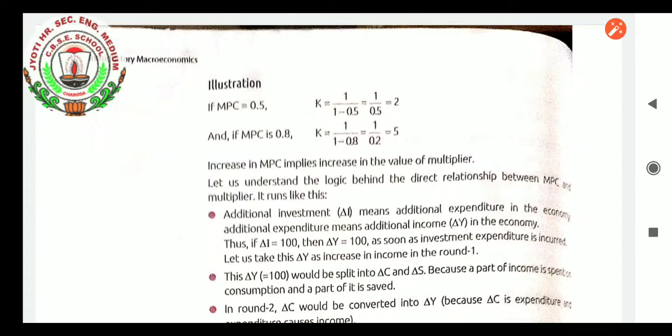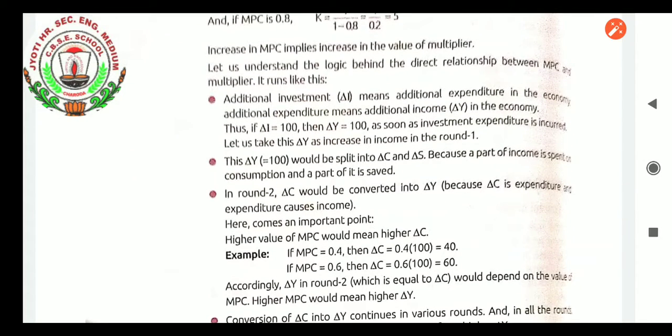Let us understand the logic behind the direct relationship between MPC and multiplier. It runs like this. Additional investment, that is change in I, means additional expenditure in the economy. Additional expenditure means additional income, change in Y, in the economy. Thus, if delta I equals 100, then change in Y equals 100 as soon as the investment expenditure is incurred. Let us take this change, delta Y, as the increase in income in round number 1. Thus, change in Y, that is delta Y equals 100, would be split into delta C and delta S, because a part of income is spent on consumption and a part of it is saved.